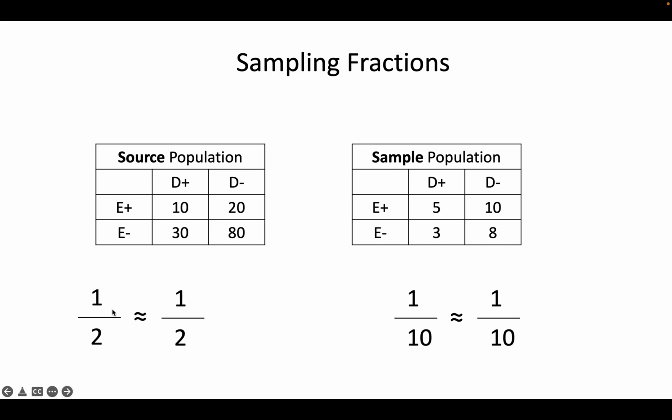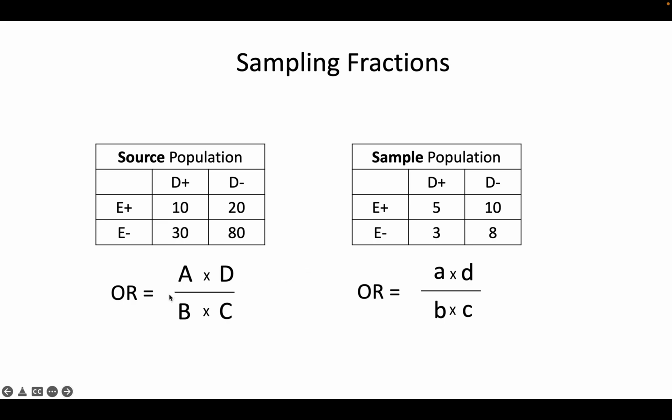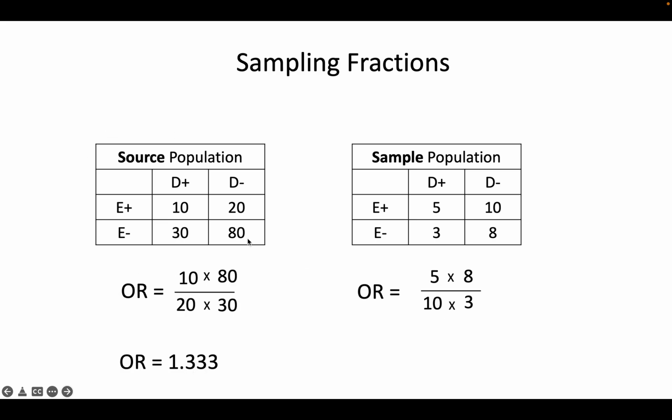So an example of that happening here is we have a sampling fraction here of 1 over 2, so 5 divided by 10, 1 over 2, 10 divided by 20, 1 over 2. And here we have 3 divided by 30, so 1 over 10, and 8 divided by 80, also 1 over 10. And they're not all equal, but the exposure positive row is equal to each other. They both have a sampling fraction of 1 over 2, and the exposure negative row also has equal, it's 1 over 10. And let's see what the two odds ratios are. 1.3 for the source population and 1.3 for the sample population.